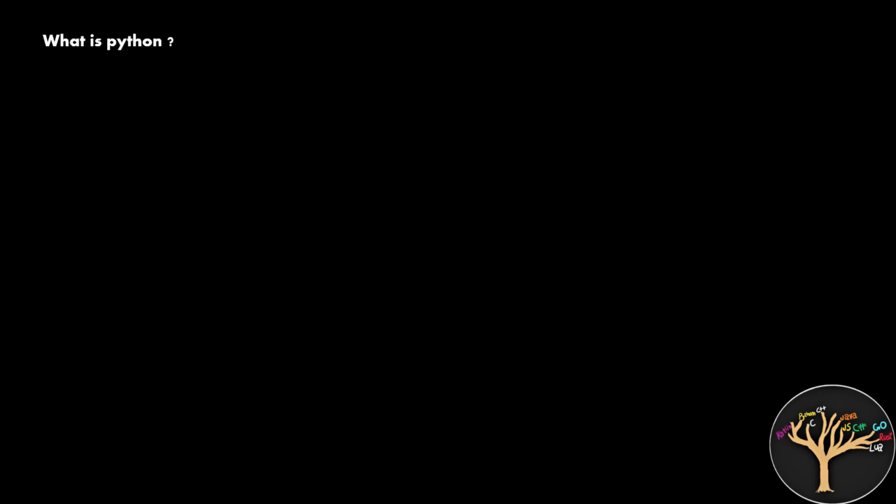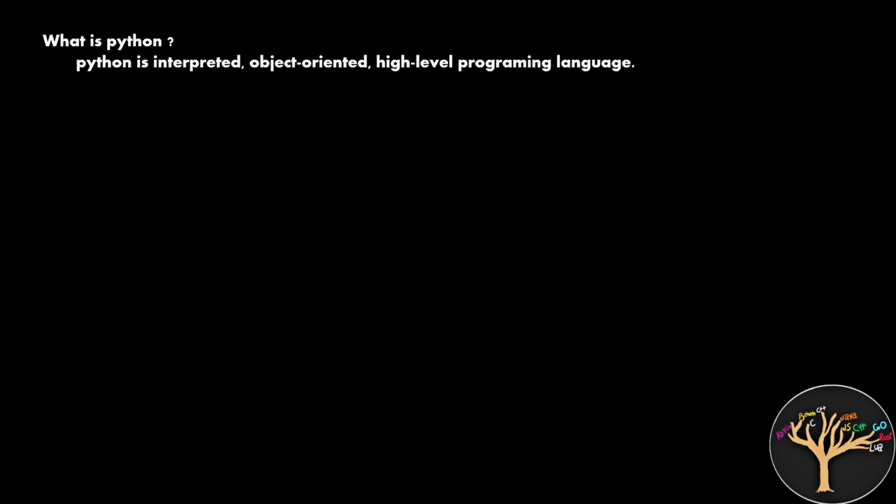So what is Python? If we define Python, then you can say that Python is an interpreted, object-oriented, high-level programming language. Now, these three terms independently are a subject in itself, but we would like to go into a little bit of detail and try to understand what these three terms mean before starting learning Python.